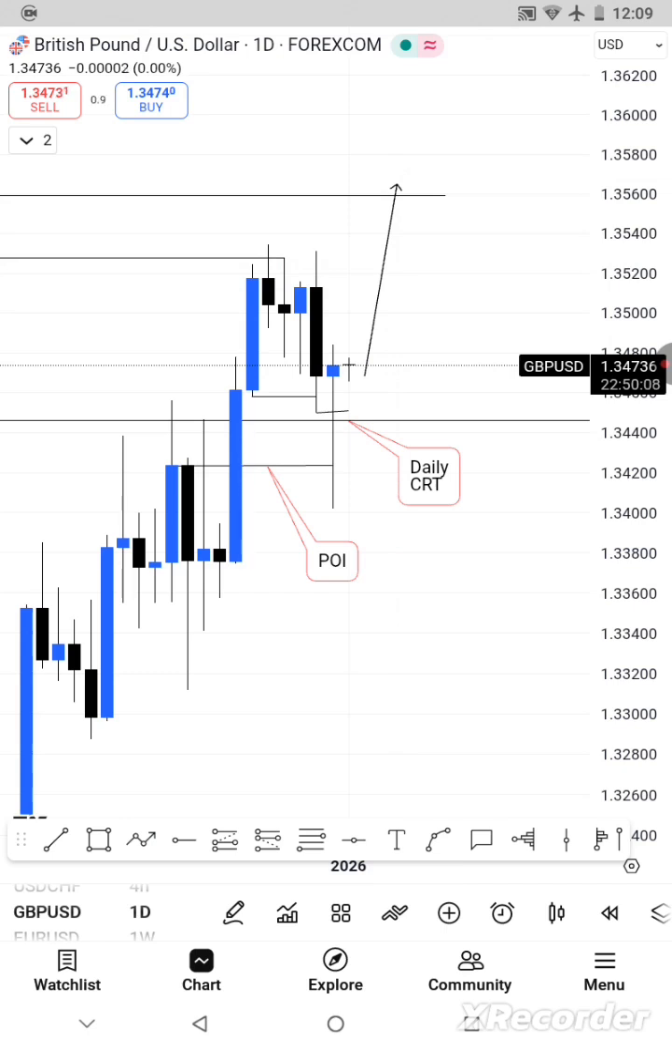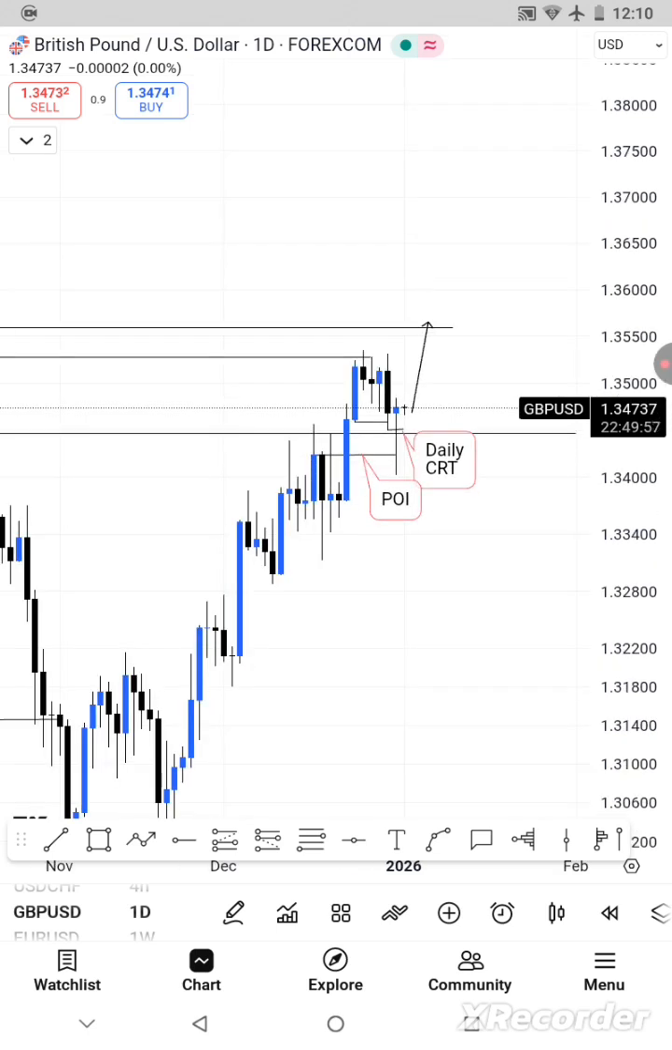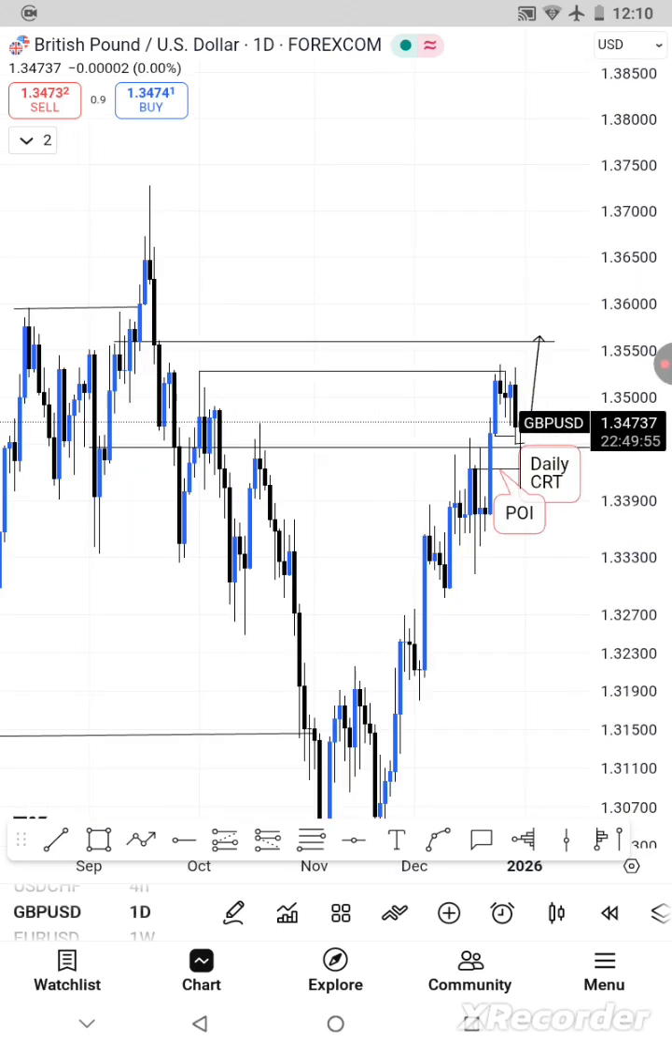Don't forget that the weekly time frame is showing buys. Why? Because we must go to the POI. We must attract this POI here on the weekly time frame. So that POI is our draw on liquidity.